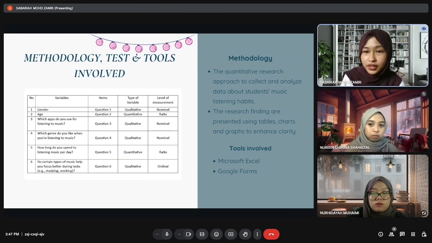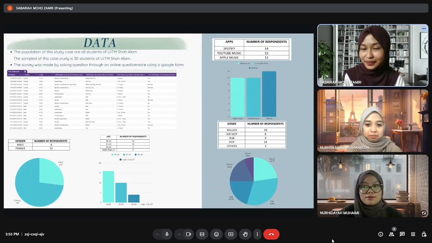For the methodology, we use a quantitative research approach to collect and analyze data about students' music listening habits. The research findings are presented using tables, charts, and graphs to enhance clarity. The tools involved are Microsoft Excel and Google Forms.